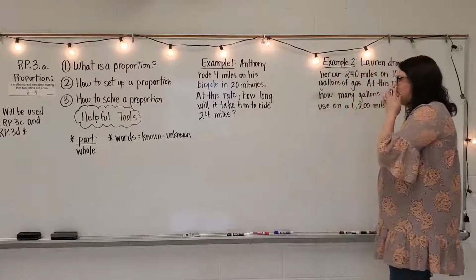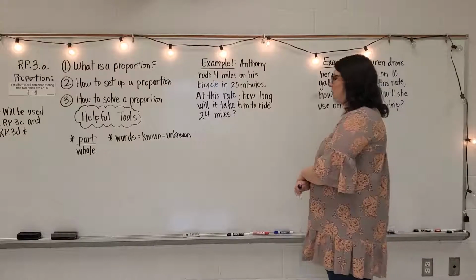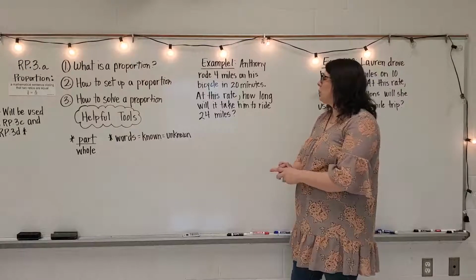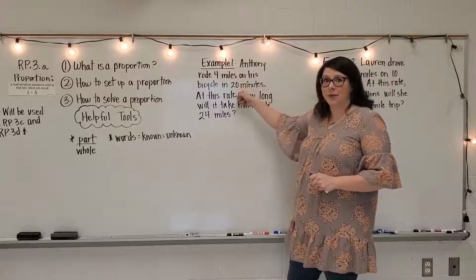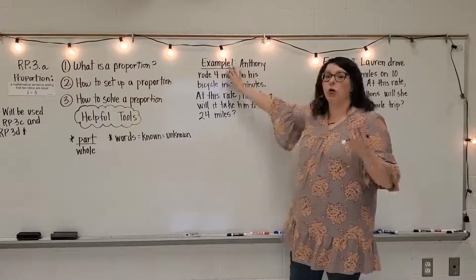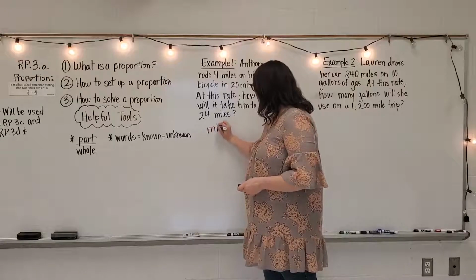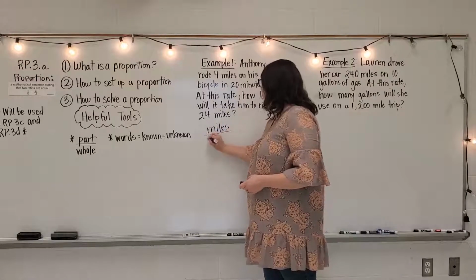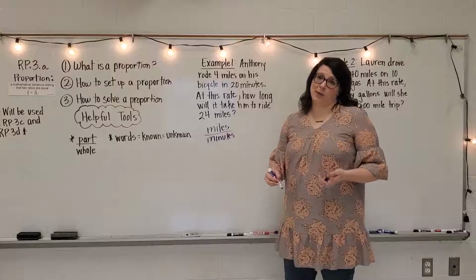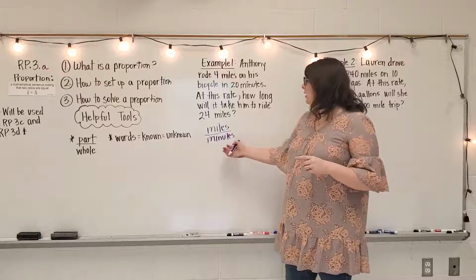Anthony rode 4 miles on his bicycle in 20 minutes. At this rate, how long will it take him to ride 24 miles? Okay, so we're talking about miles and minutes. So we're going to use the order that they've already given us, and we're going to write down the words: part, miles, out of minutes. Now, this is a rate, you may remember, because a ratio that has two different units of measurement is a rate. So this is a rate.